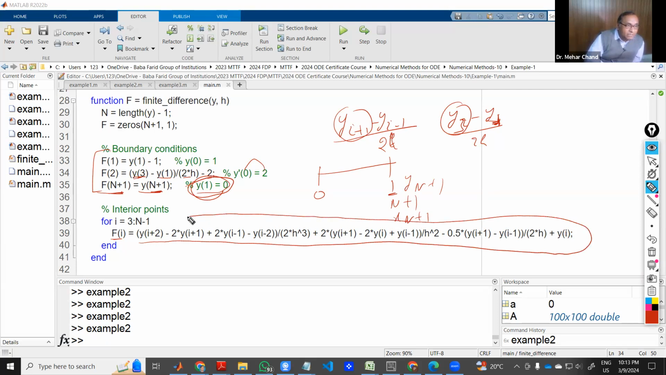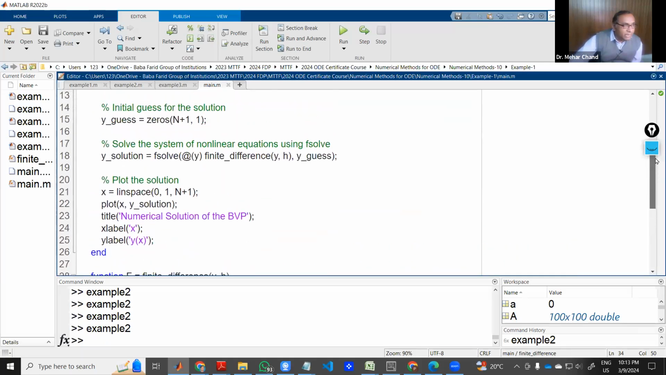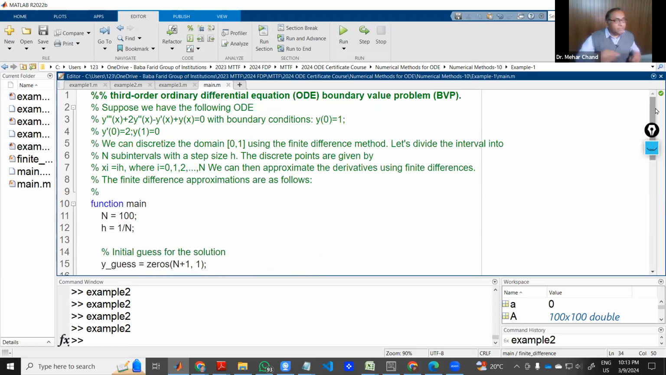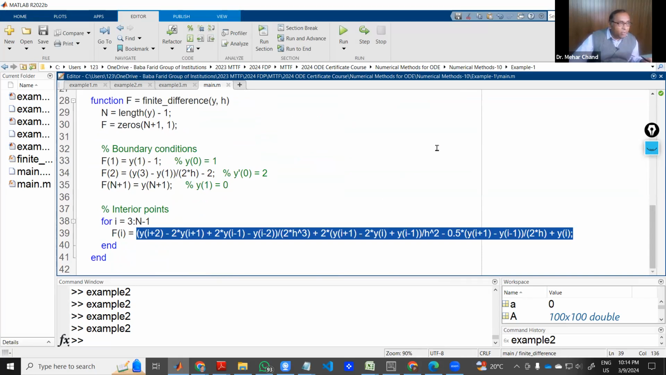And how can you establish this equation? You just need to put all the values of the finite difference, by using y dash, y double dash, y triple dash at this place. When you put the values by using central difference for y triple dash, y double dash, y dash, and this will be y i. When you simplify this equation, it will be reduced to this form, and all of this we will store in f i.